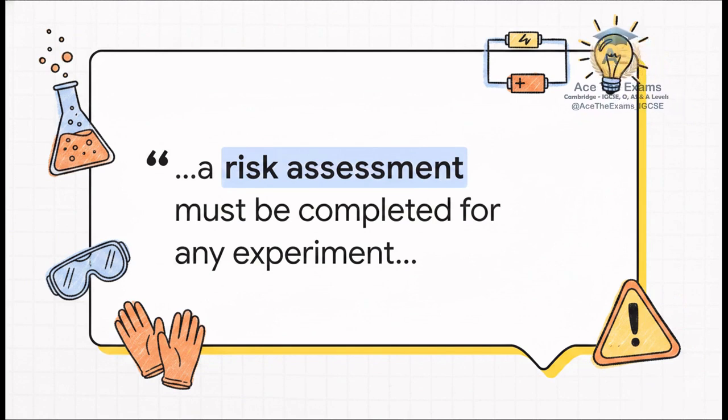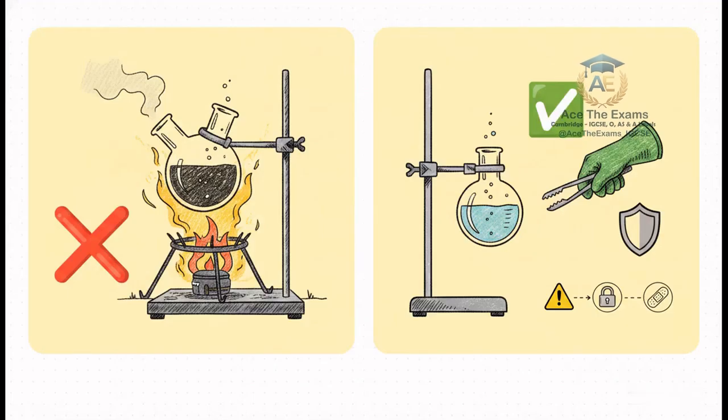If the examiner asks you for a safety precaution, writing "be safe" or "be careful" is the absolute fastest way to get 0 marks. You have to start thinking like a hazard control expert. Check out the difference here. The flawed answer gets no marks. Be careful with the hot liquid. It tells the examiner absolutely nothing.